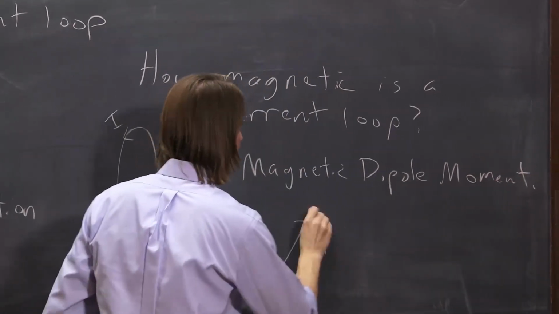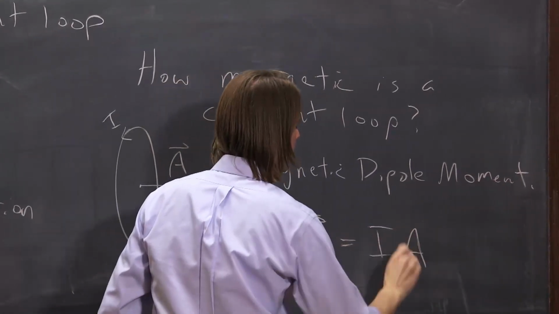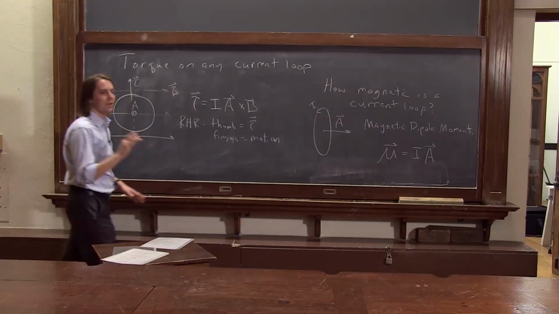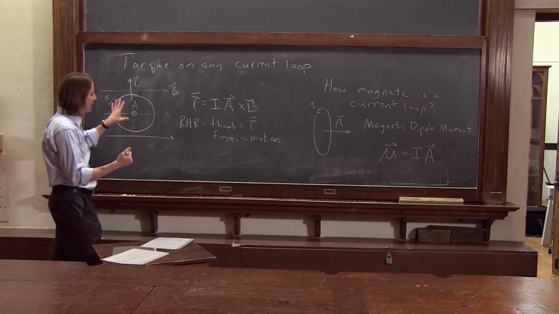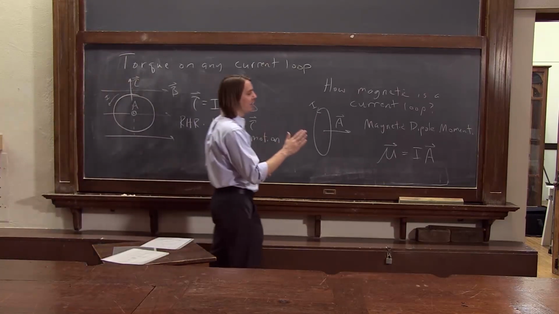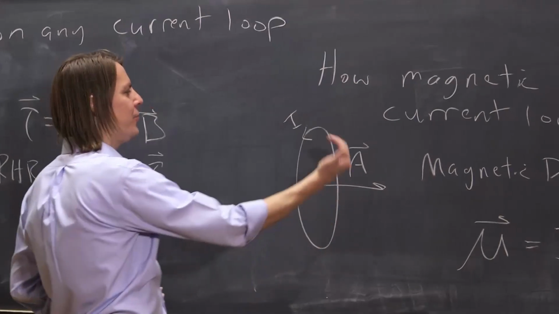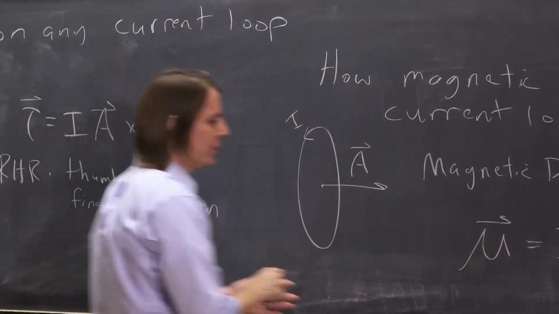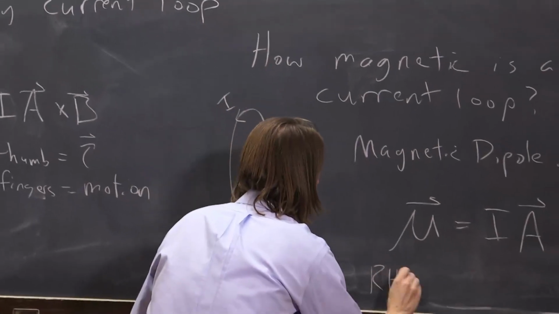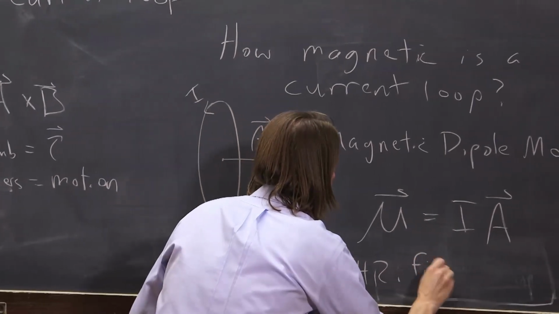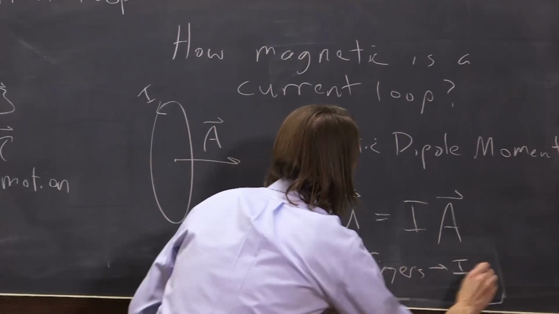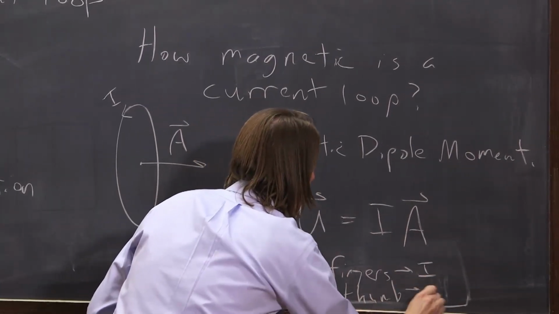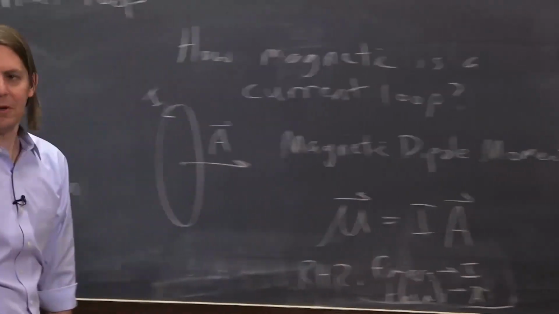So mu is I times the vector A. And there is a convention to pick the direction of A. You don't just pick which way is positive. It's again the right-hand rule. If you have your fingers go around I, then your thumb is along A. So you had another right-hand rule. Fingers are I, thumb is A. A little hard to read.